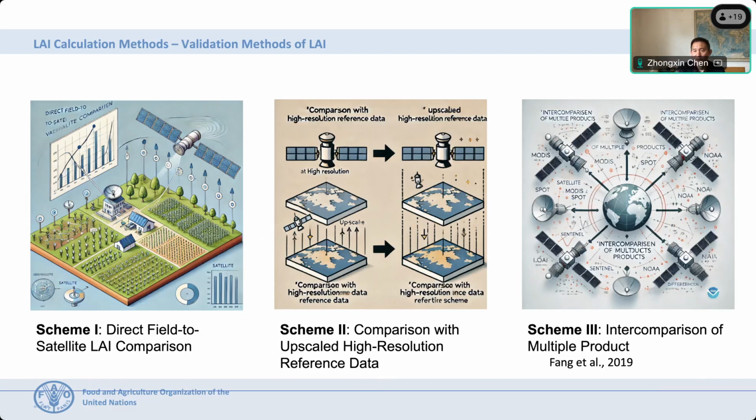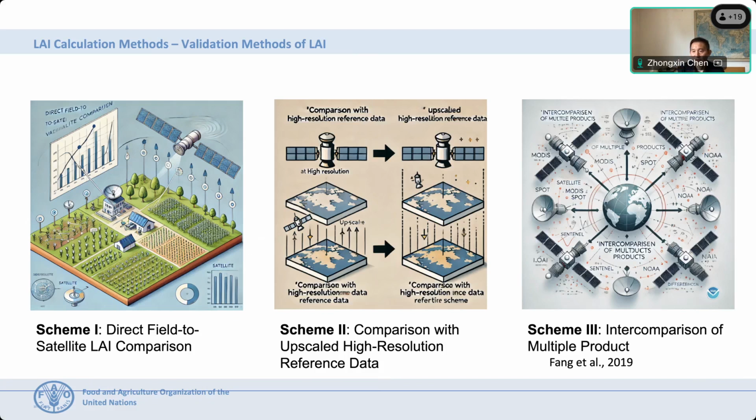But there are some shortcomings. There are obvious shortcomings for this method because there's a scale effect. That means in an ecosystem at different scales, there are emergent features between different scales. And then we have the second scheme. We add a second layer. So we put the high resolution geospatial data there for LAI, and then compare with the satellite-inverted LAI. So make sure we consider the scale effect.